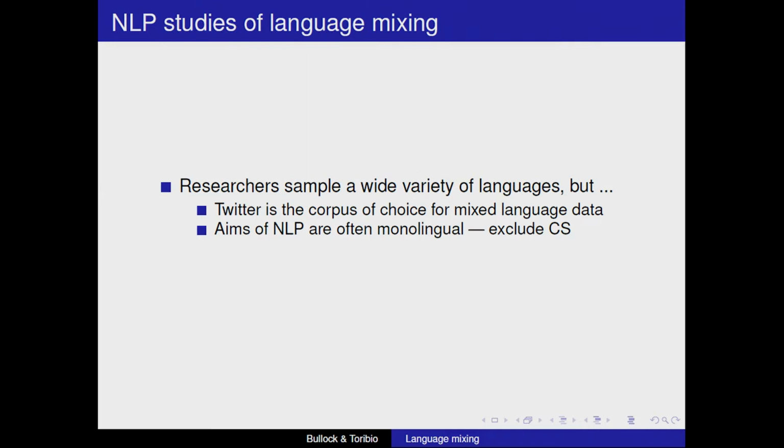And finally, in natural language processing studies of language mixing, you find that researchers can sample a wide variety of languages, but again, here we see some limitations. So in NLP, Twitter seems to be the corpus of choice, right? There's ample data, easily accessible, but also the aims of NLP research are monolingual. Okay, so they're very much interested in rapid and accurate processing of monolingual data sets. In fact, we've learned from colleagues in industry that when mixed data is encountered, it is excluded.